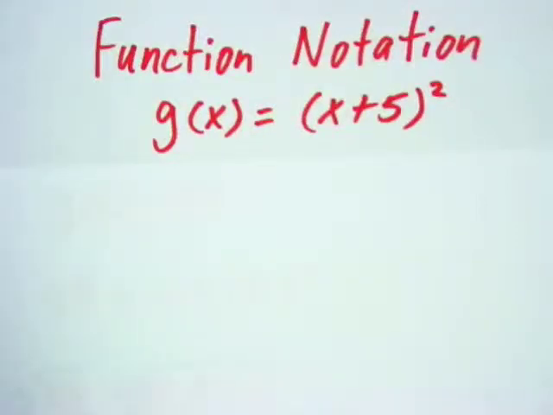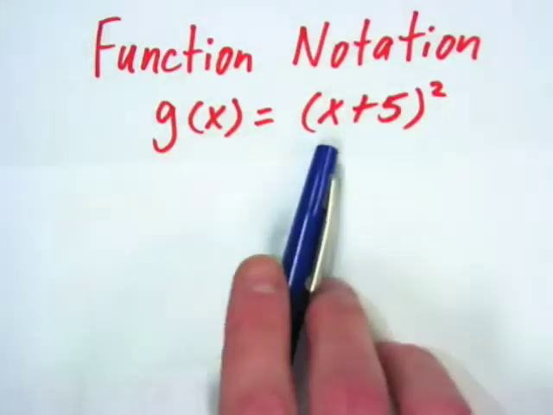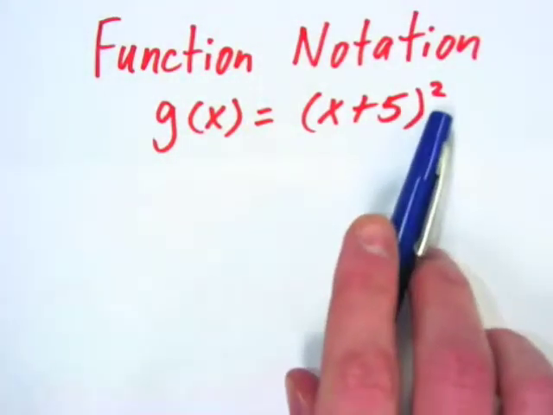In this video, we're going to be taking a look at function notation where we're solving for an input. An output will be given. We're going to be solving for that input. So our function in this particular example is going to be g of x. G of x equals (x plus 5) quantity squared.